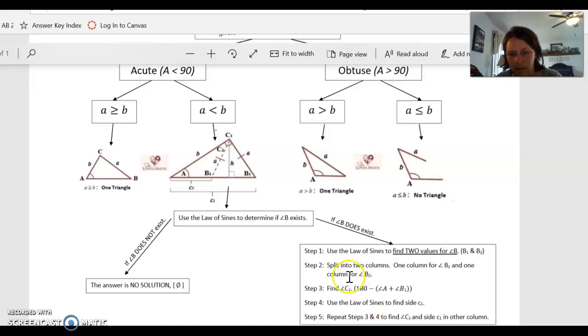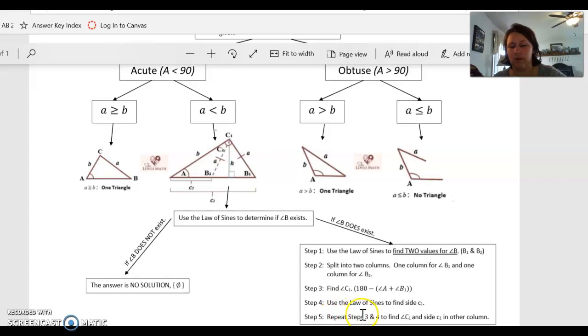Alright, so from there, we want to split into 2 columns. On your paper, you just make 2 columns. Make one column for the angle B sub 1, the first value you found, and a separate column for B sub 2, because 2 triangles are possible. Step 3 is to find C sub 1. So now we're working in column 1 with the B sub 1. We're going to find C sub 1. Do 180 minus angle A plus angle B. Then use your law of sines to find side C sub 1. So we're just solving 2 separate triangles, each in their own columns.